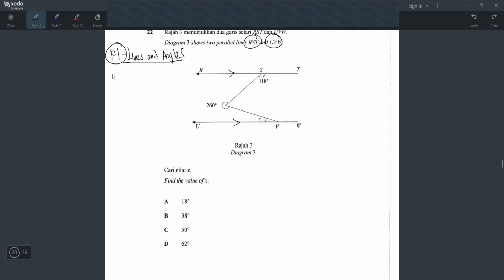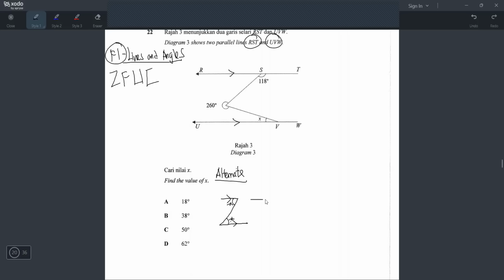Let me explain the whole concept. You learn about one thing called the ZFUC. I don't know if you remember what the ZFUC is. I'll explain it to you. First, I will explain the Z. So Z, we call it alternate angles. For alternate angles, you will see this Z shape, right? When you have two parallel lines and it forms a Z shape like this, this angle and this angle will be the same. So if this is angle X, this will be X also. It will be the same.